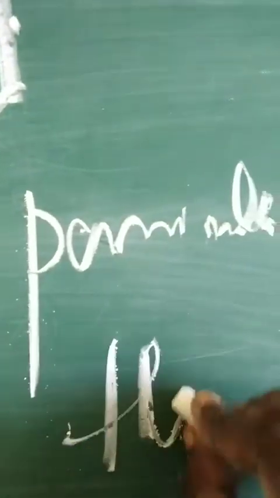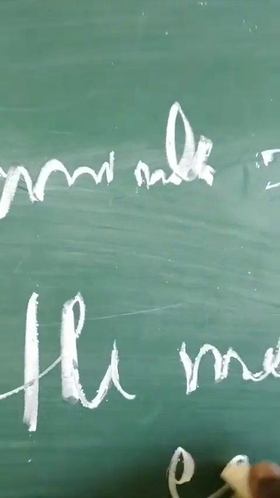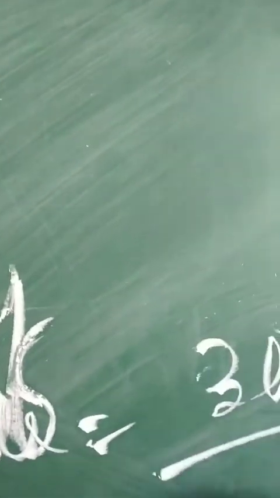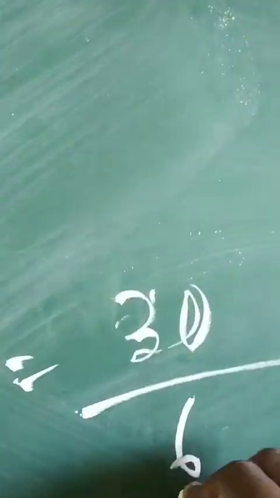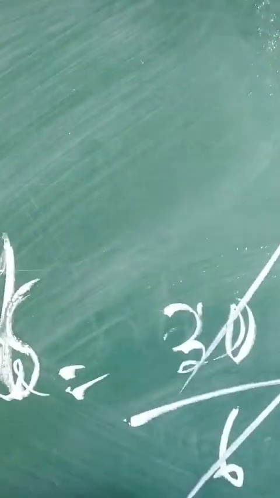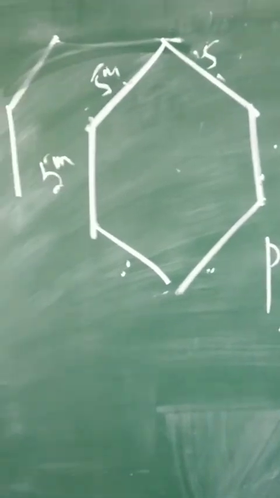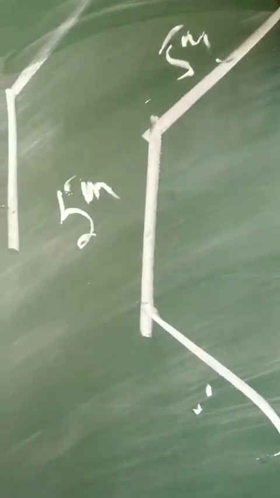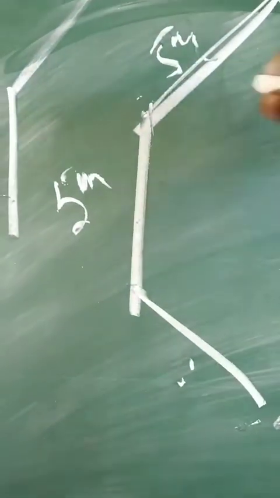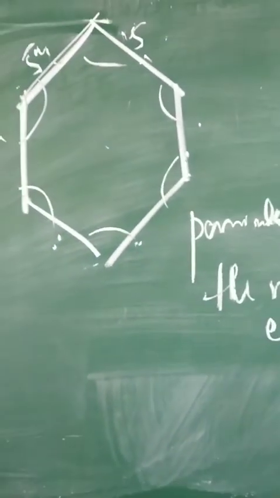So the measure of each side is equal to the perimeter divided by 6, the number of sides. 5 sixes are 30. So the measure of each side will be 5 centimeter. The measure of all 6 sides will be 5 centimeter. A regular hexagon means a polygon in which there are 6 sides and 6 angles. I believe it's clear to everyone.